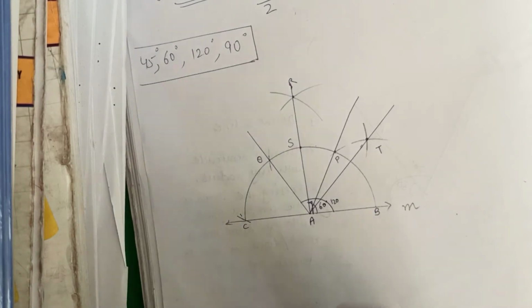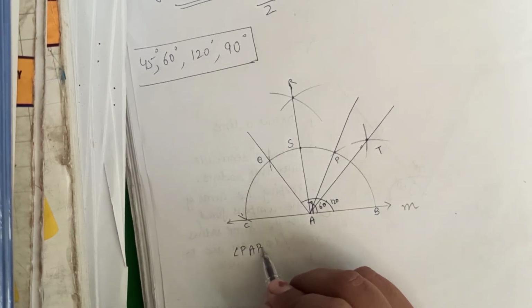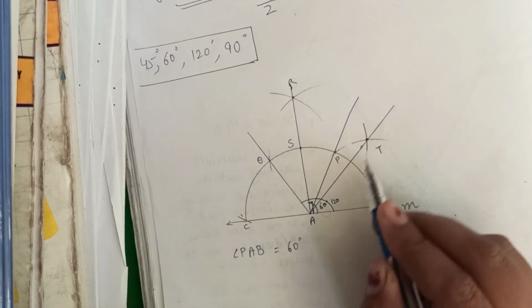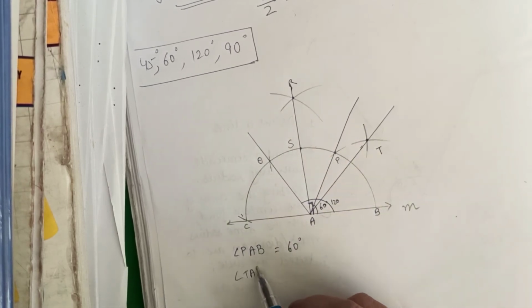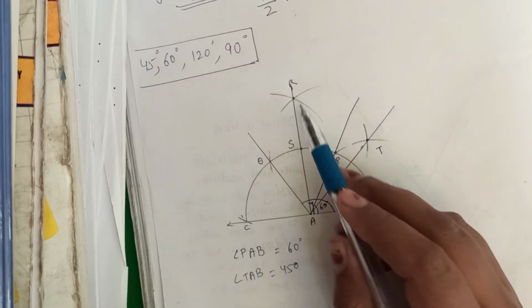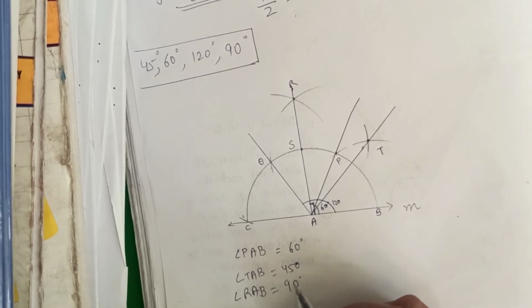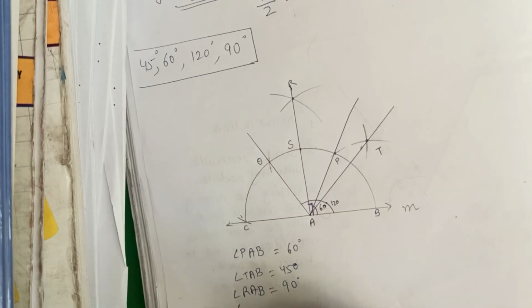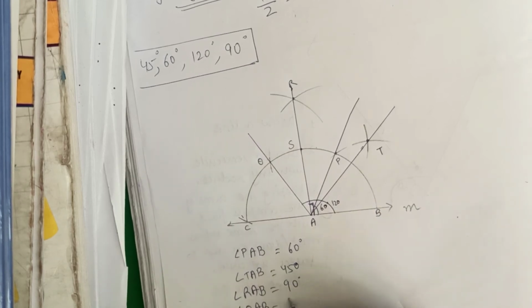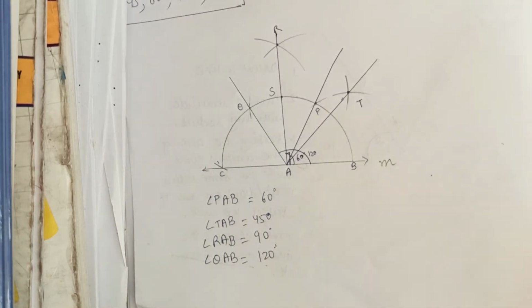Clear, students? By this, PAB is of 60 degree, TAB is 45 degree, angle RAB is 90 degree, and QAB is 120 degree. See, in one angle I draw 4 angles. In one, 4 angles are drawn. Clear? This is the way to draw the angles.